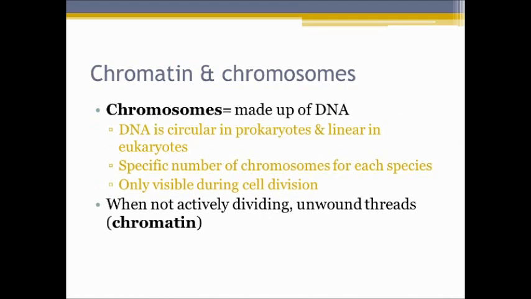So chromosomes are made up of DNA. In prokaryotes, DNA is circular, but it's linear in eukaryotes. The number of chromosomes will vary per species. For example, fruit flies only have a couple of chromosomes. We have 46, or 23 pairs, one from each pair from each parent. The chromosomes are only visible during cell division. Any other time, they are visible as chromatin.